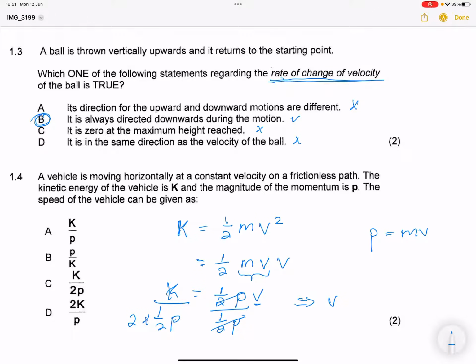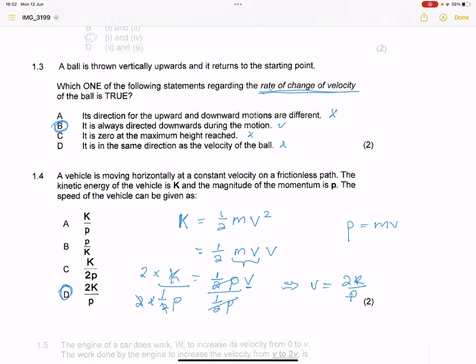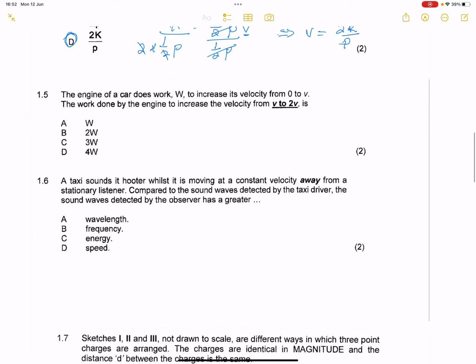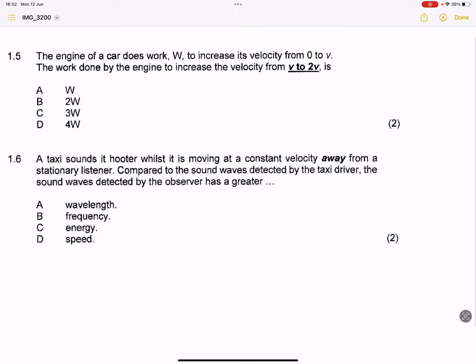So I can multiply it by 2 at the bottom, but whatever I do at the bottom, I do at the top, right? So in this case, that will be given by 2k over p. All right, so in this case, that would be D, that would be our correct answer. And so in this case, that is how the cookie crumbles. Right, let's go on to 1.5.